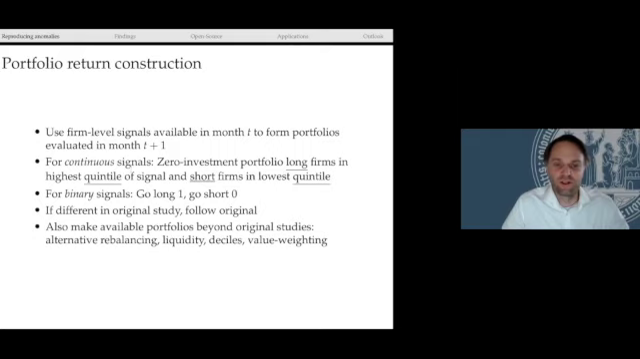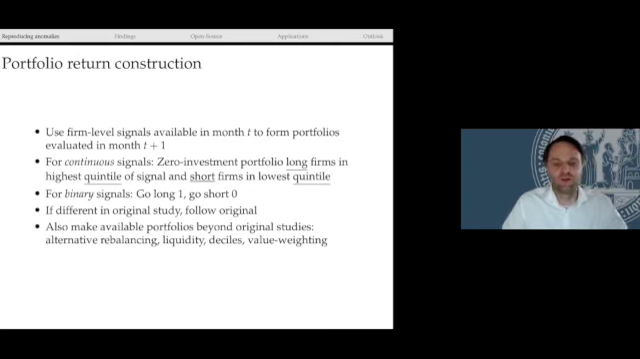For continuous signals, we use a zero investment portfolio that goes long the highest quintile of the signal and goes short the lowest quintile of the signal. For binary signals, we go long the ones and we go short the zeros. If the original study is different, then we follow the original. So if some studies do not examine quintiles as their main result, but deciles or terciles, then we do that as well. But this is going to be our benchmark data set that we make available.